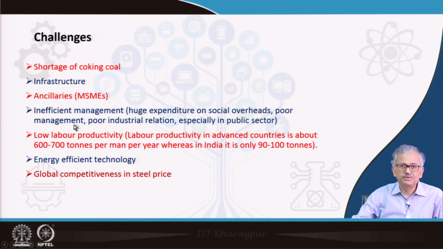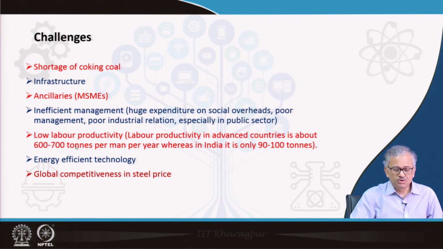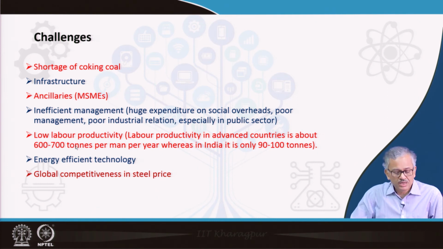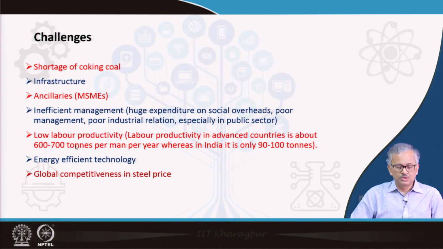Low labor productivity. We have a lot of cheap labor, undoubtedly, no question about that. We have cheap labor, plenty of labor, but if we see the labor productivity, India is not in a very good position. If you compare the labor productivity, in advanced countries it is about 600 to 700 tons per man per year, whereas in India it is only 90 to 100 tons per man per year. So our labor productivity is less. This labor productivity has to increase.